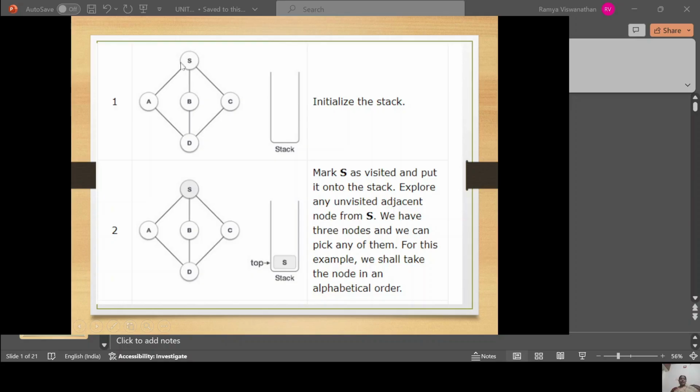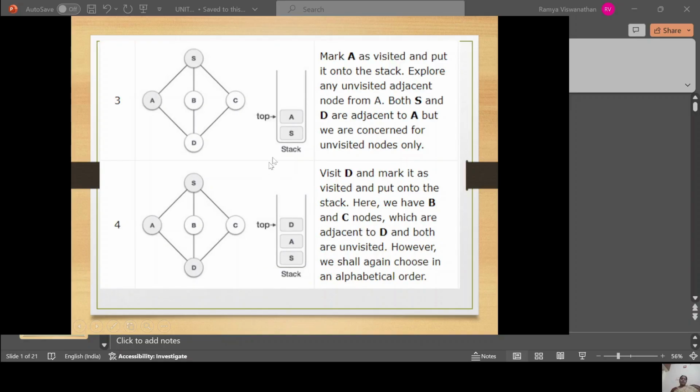So I'm going to push my initial root node S inside the stack. So S will become the root node. In the second step, mark this particular S as an already visited node and put it onto the stack. Explore any unvisited adjacent node for this particular S. So we have 3 adjacent nodes: A, B and C. Usually in DFS, we follow alphabetical order. So we have to place A above this S. So A now becomes the top of the stack.